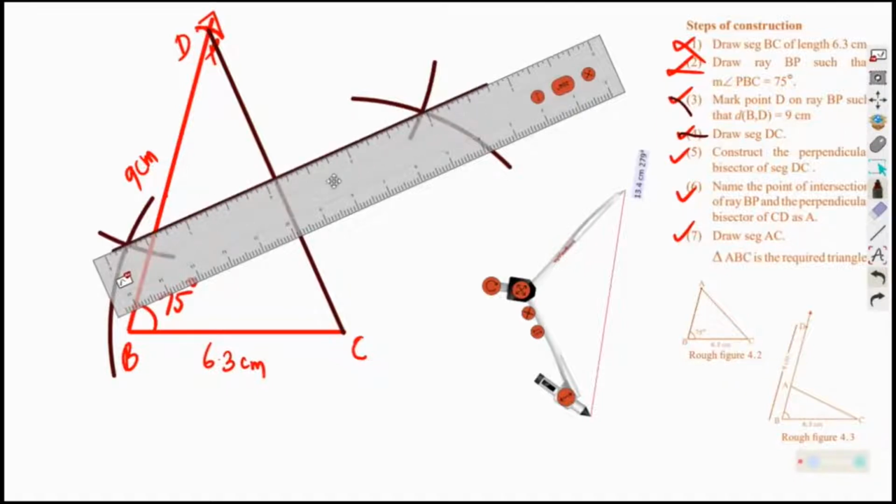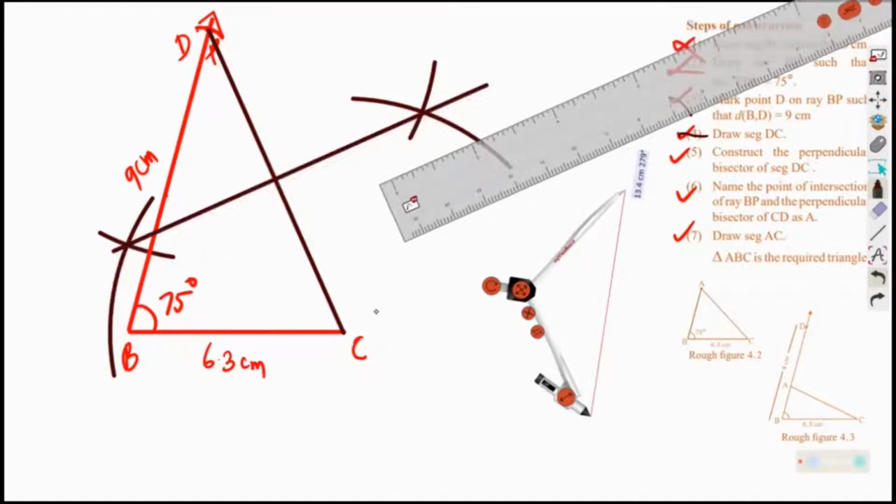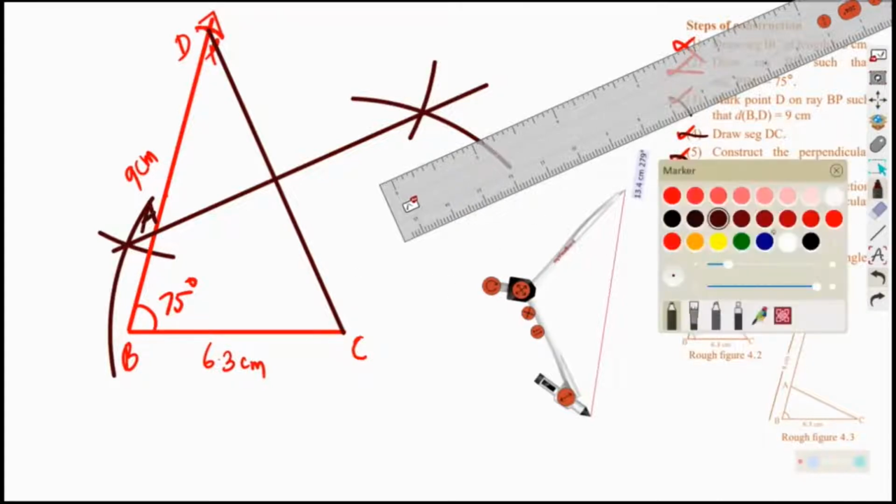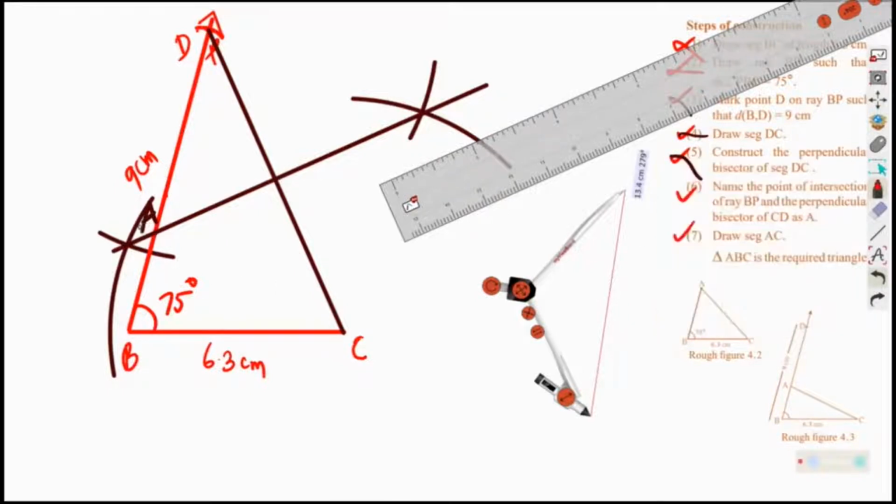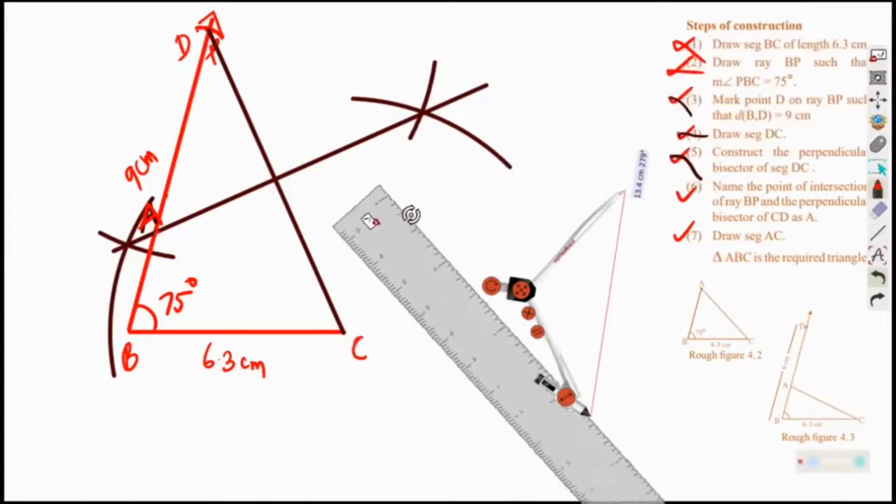Let me adjust the scale accordingly. Now it is the perpendicular bisector of the side DC, and you can see that it intersected a point at BD. That point is important to us, and that point we will mark as A, the A vertex of the triangle which we are making. Now we have to connect A with C to complete the triangle. So let me draw that AC also.